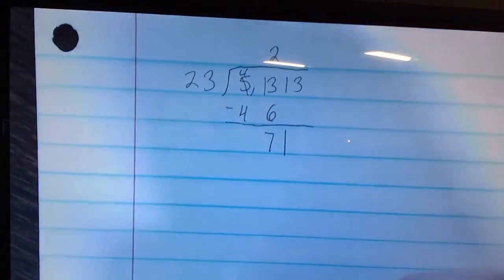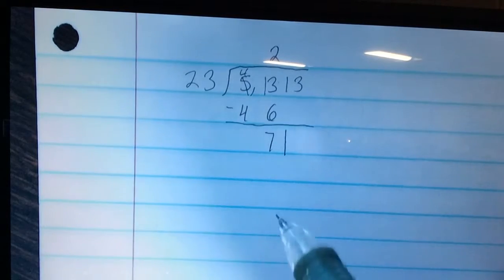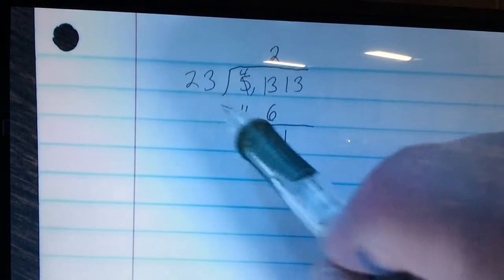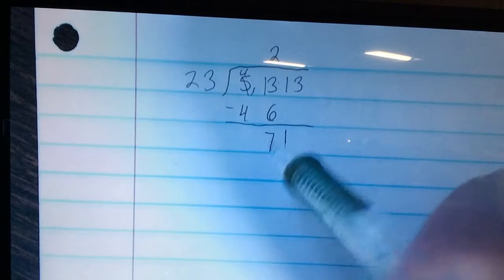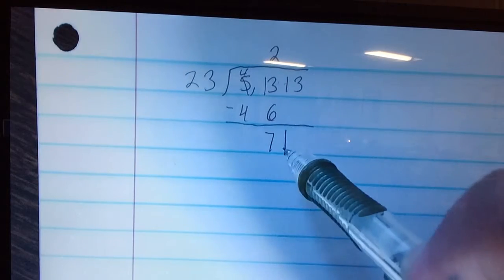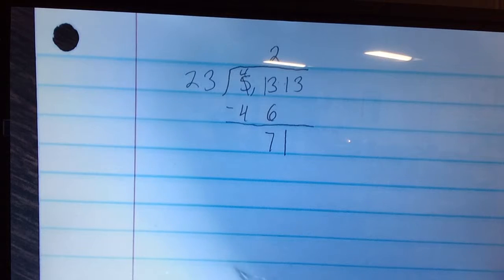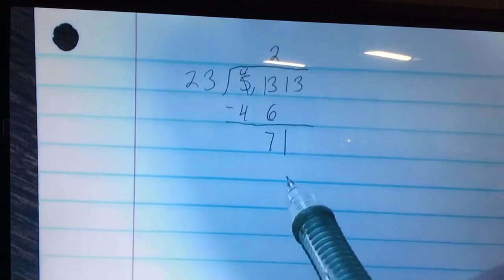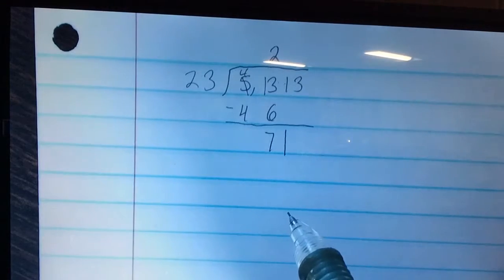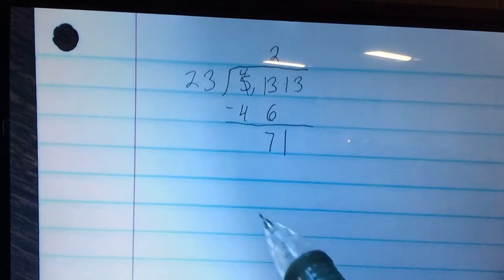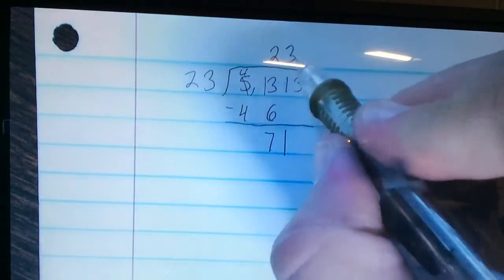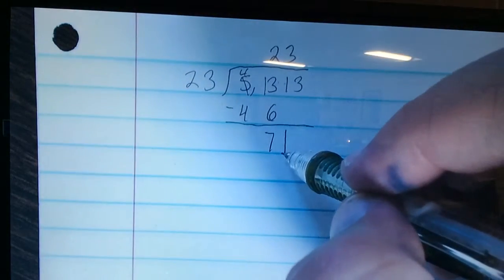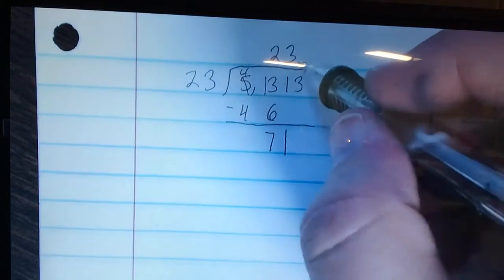So just to review the steps I've done so far, I divided, then I multiplied, then I subtracted, and then I brought down the next digit. So I have 71 here. Now if I had 25, I know that 3 25s will equal 75. I think that 3 23s will be close to 71 without going over. So I'm going to go ahead and put a 3 here. I think I can get 3 groups of 23 out of this 71. So I'll go ahead and now multiply again.